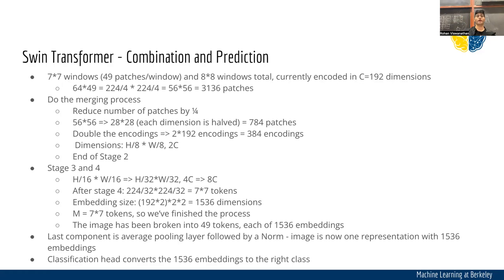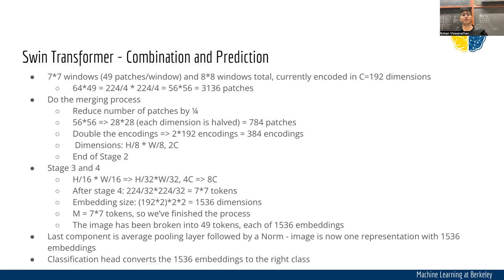After stage 4, we have 224, which was our original. Originally, we had it divided by 4. After stage 2, 3, and 4, now we're doing 224 divided by 32, which results in 7 by 7 tokens and an embedding size now of 192 times 2 times 2 times 2. So that represents stage 2, 3, and 4 to get 7 by 7 tokens and 1536 dimensions.